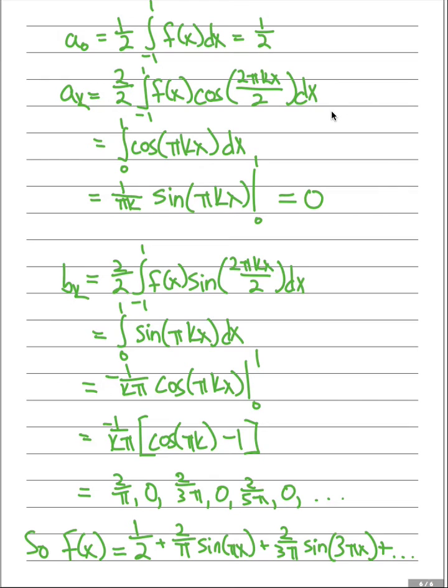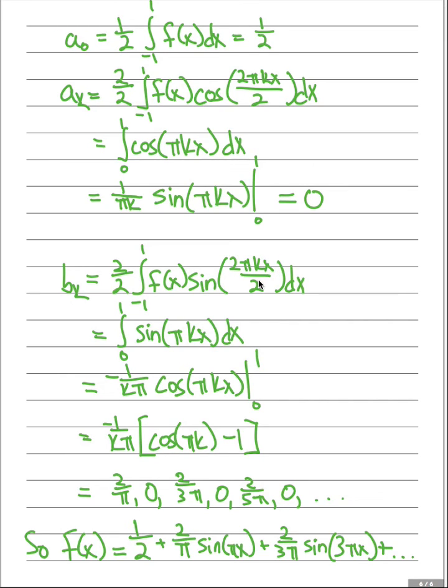All right. Then we'd like to find the a sub k for k greater than or equal to 1. So it's 2 over p times the integral across the interval of f times cosine 2 pi kx over p. And if you turn the crank and just do the calculus, you find out that those are all equal to 0. Then we can compute the b_k, and it's 2 over p times the integral across the interval of the function times sine 2 pi kx over p.